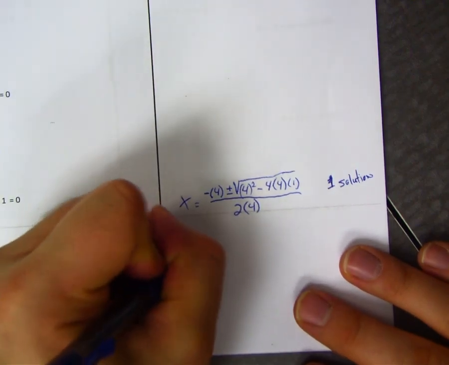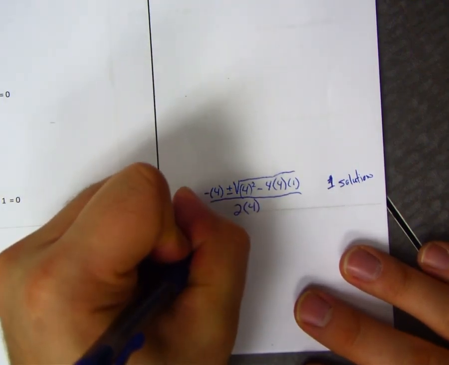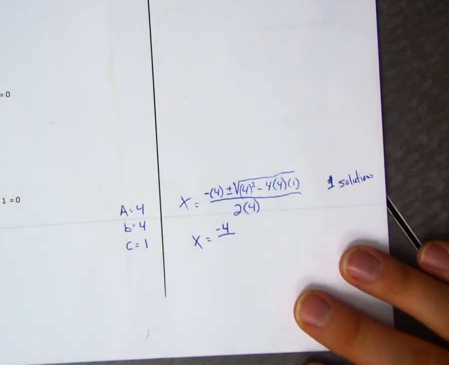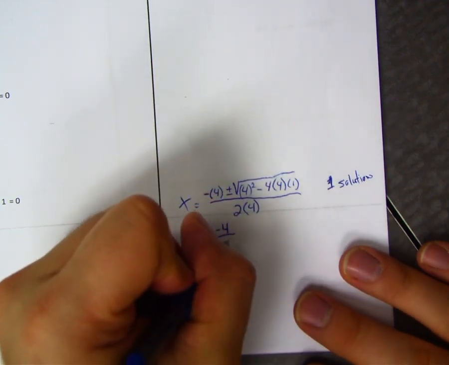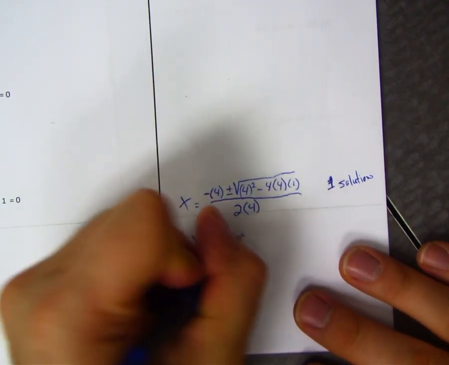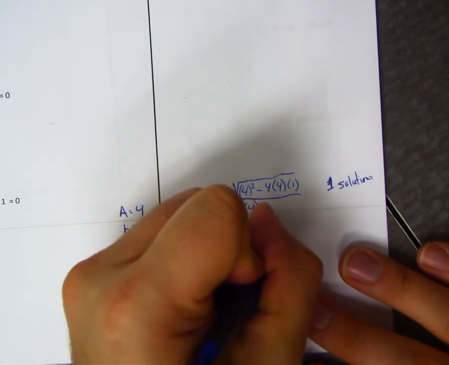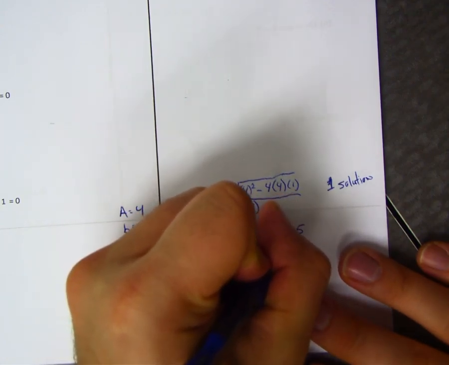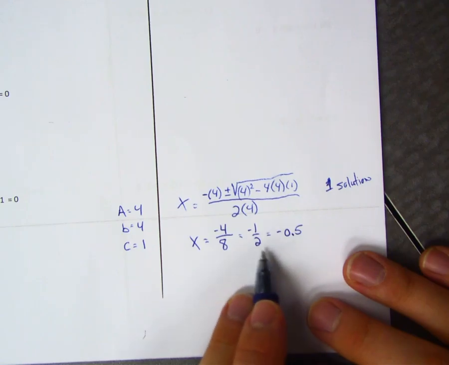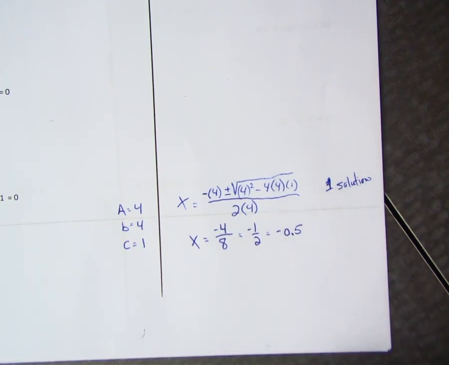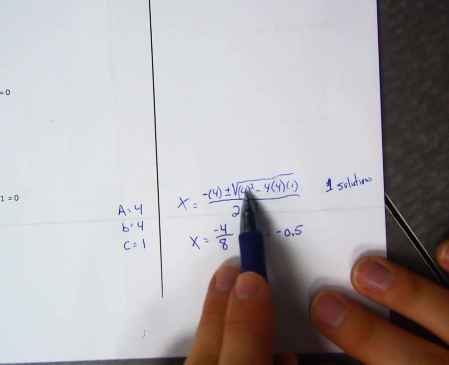So this just means it's going to be x equals negative 4 over 2 times 4, which is 8, which is the same thing as negative 1/2 or negative 0.5. Okay, either of these are good answers, right? But there's only one solution because this equals out to be 0.